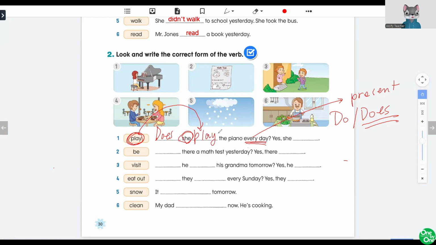Now, does she? Look at the picture. Looks like yes. So yes, she. Remember, does로 질문을 물어보면 뒤에도 does 똑같이 집어넣어줘야 되지? Yes, she does. Fantastic.